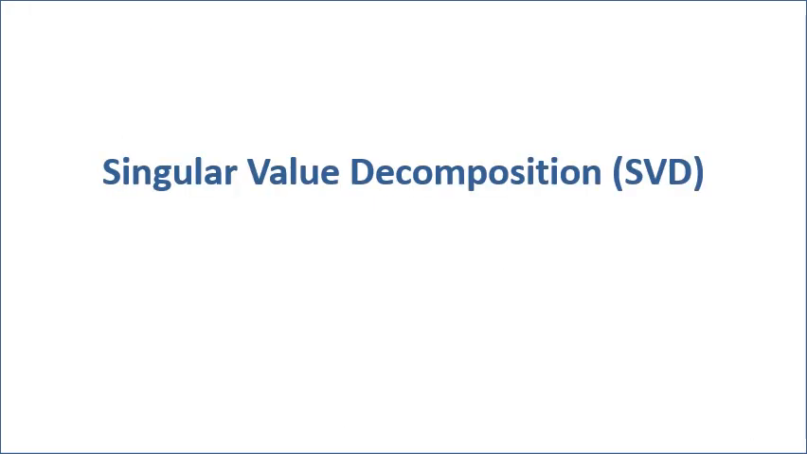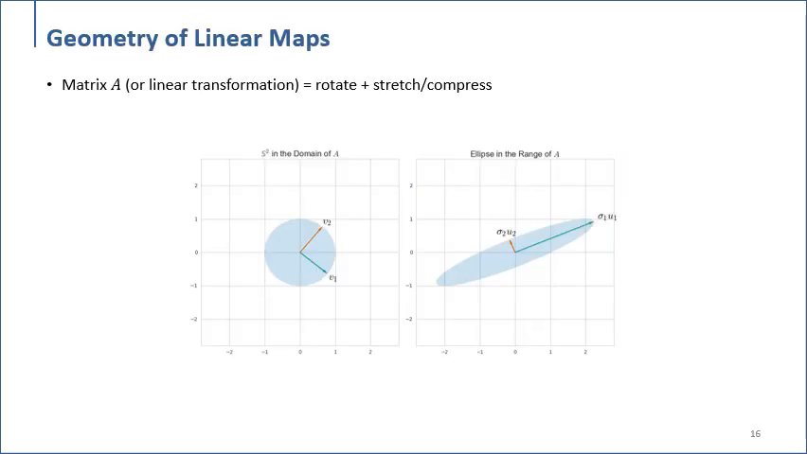And as the last topic and last algorithm, let's learn about singular value decomposition, also called SVD. Before talking in detail about SVD, let's talk about the linear mapping of a matrix. So in the first lecture, in the linear algebra class, we learned that a matrix A can be understood as a linear transformation, which is nothing but a combination of rotation and stretch or compress.